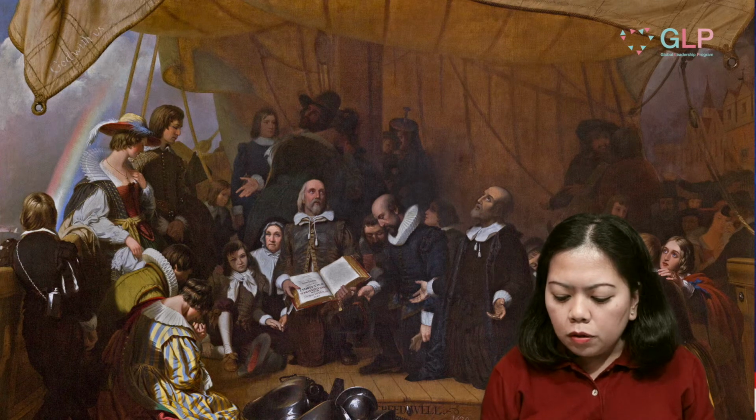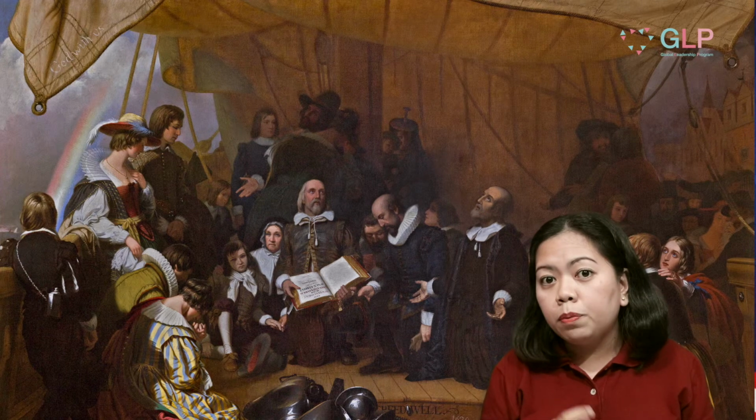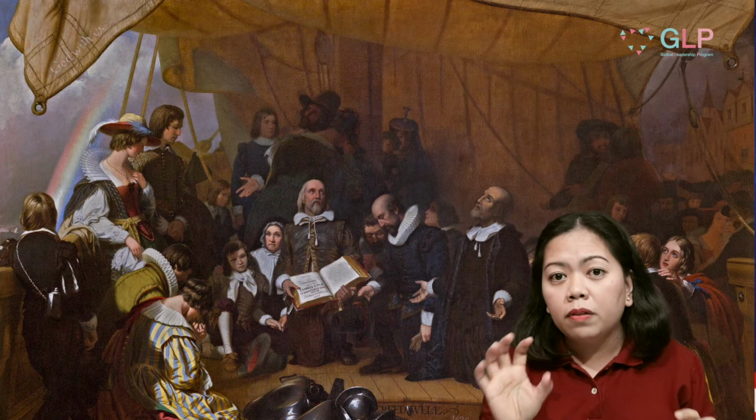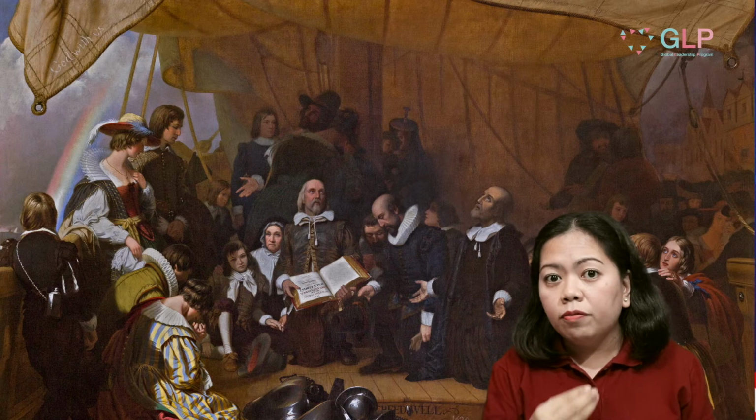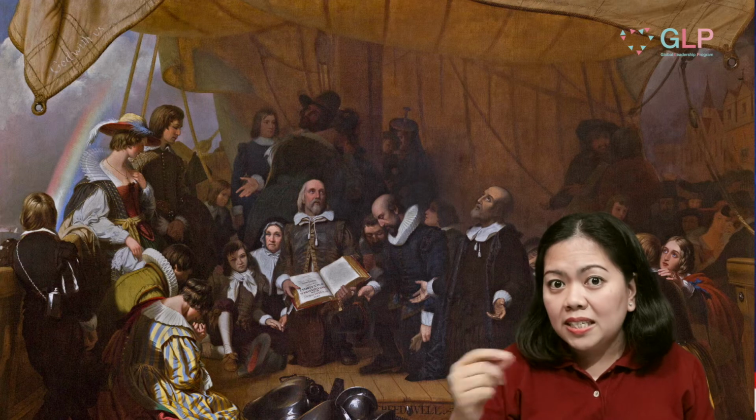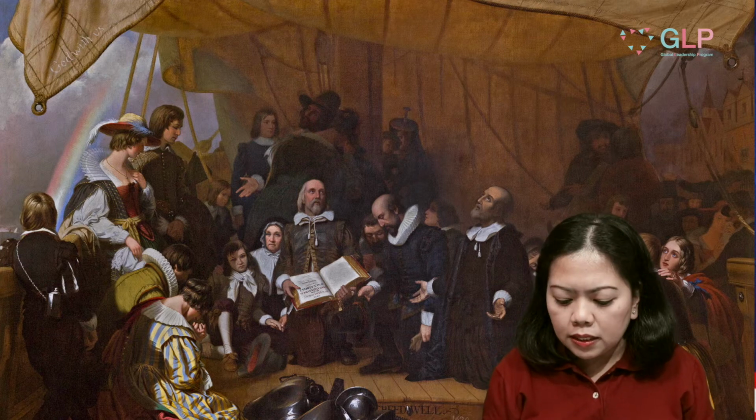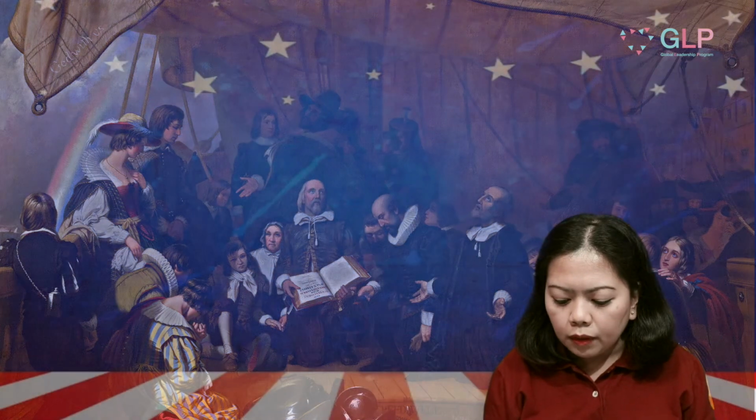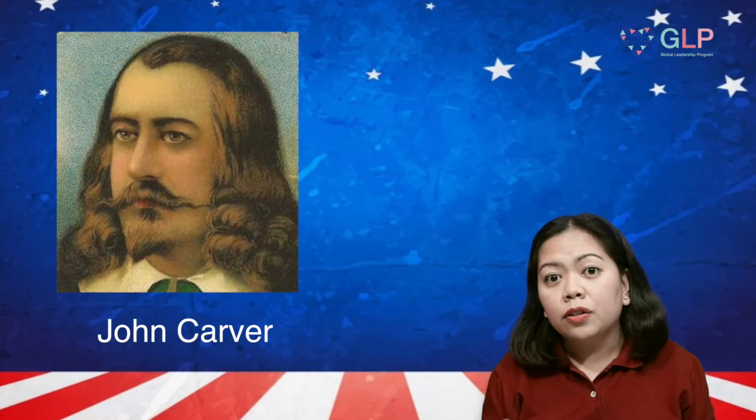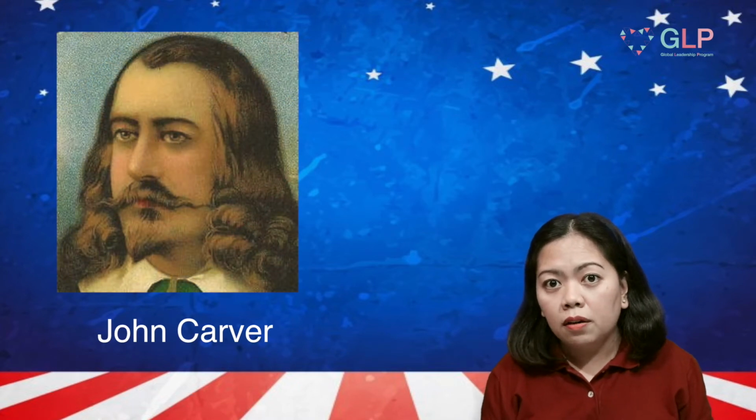So almost every man had to sign the Mayflower Compact. Then they signed the treaty, or the compact. And then the elected separatist, known as John Carver, became their governor. So John Carver as their governor.